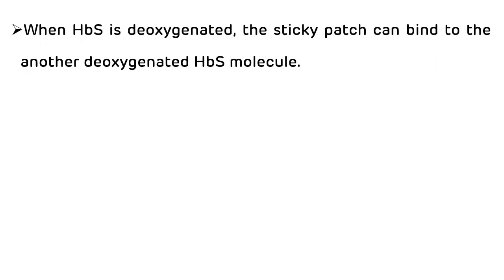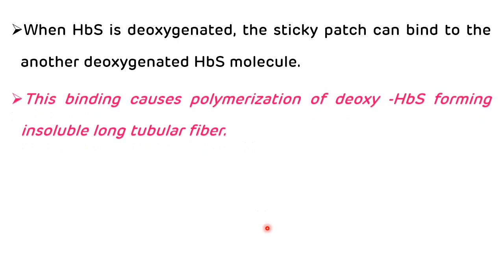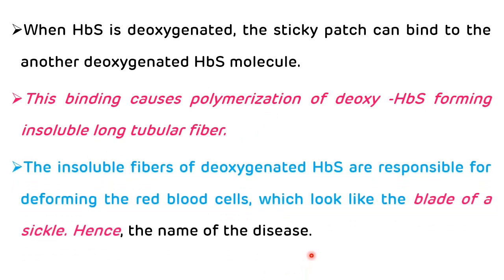When sickle hemoglobin is deoxygenated, the sticky patch can bind to another deoxygenated HbS molecule. This binding causes polymerization of the deoxy-HbS, forming insoluble long tubular fibers. And the insoluble fibers of the deoxygenated sickle hemoglobin are responsible for deforming red blood cells, which look like the blade of a sickle, and hence the name of the disease, sickle cell anemia.